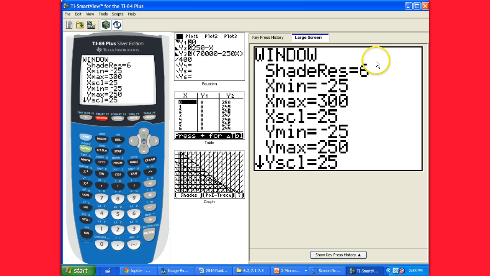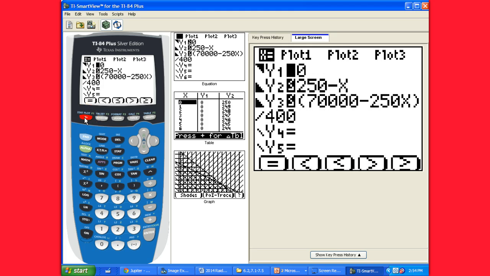This number that you see up here just affects the shading, so you can play around with that a little bit. You may not want yours on a 6, you may want yours on an 8 or a 9, but just play around and experiment with that and see what your personal preference is. Okay, so let me go back to y equals for just one second.